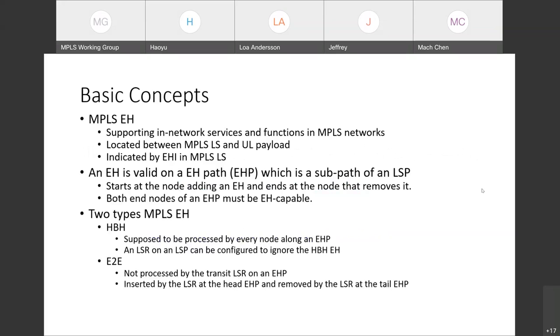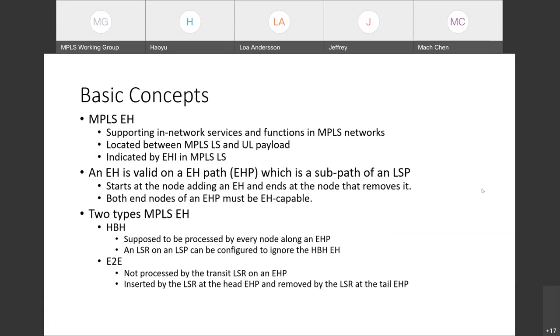Yeah, so first let me recap some basic concepts we have so far. We would like to support MPLS extension headers to support in-network services and functions in MPLS networks. The extension headers are located between the MPLS label stack and the original upper layer payload. And we need some indicators in the label stack to indicate the existence of an MPLS extension header. But one interesting thing about extension headers is that we have a new concept of extension header path. This extension header path, or EHP, is just a subpath of an LSP. It means it doesn't necessarily fully overlap with an LSP.